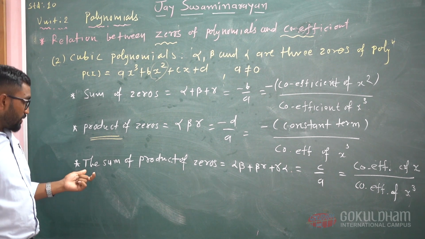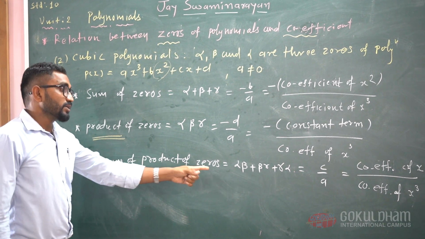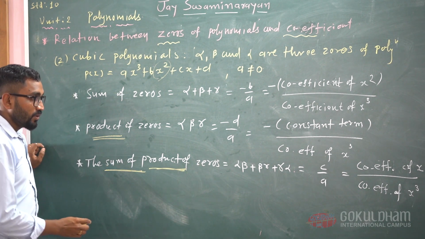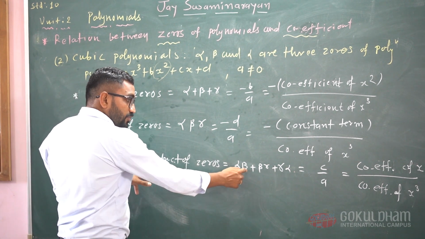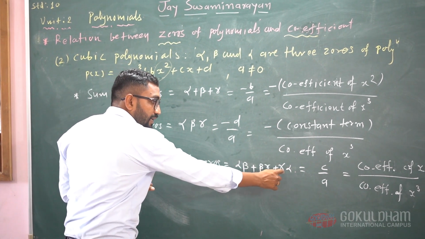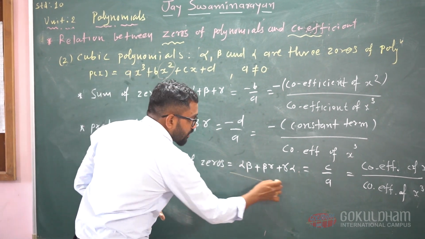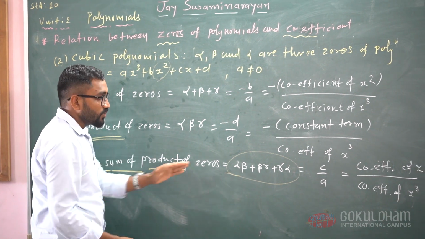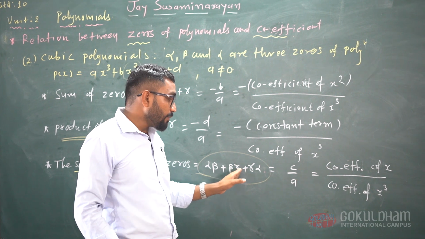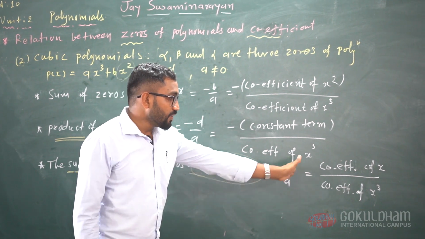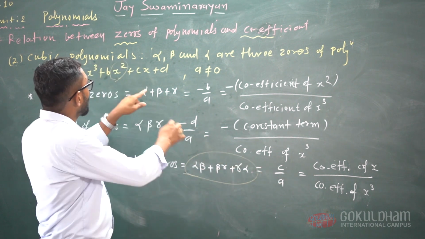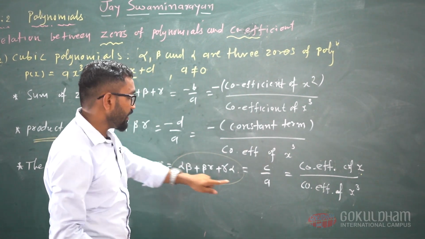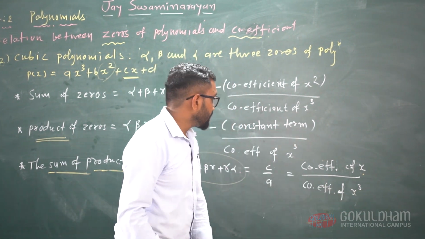Now, another one is the sum of products of zeros. The products are alpha into beta, beta into gamma and gamma into alpha, and we add these three, therefore the sum. The sum of products of zeros equals alpha into beta plus beta into gamma plus gamma into alpha, equal to c by a. c is the coefficient of x, and a is again the coefficient of x cube.